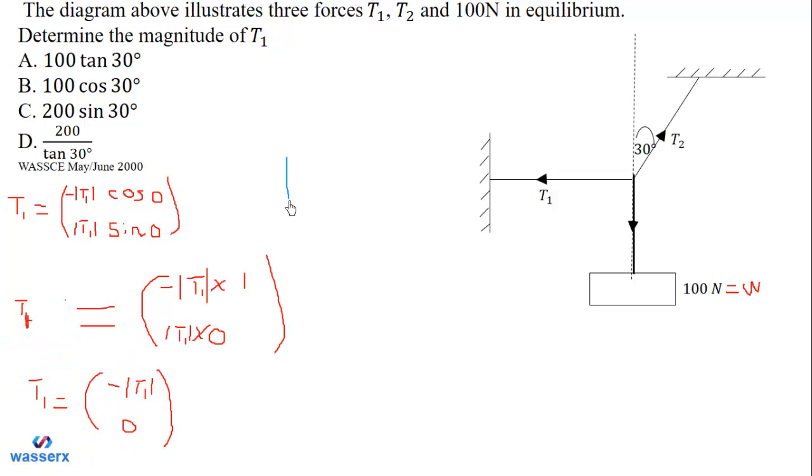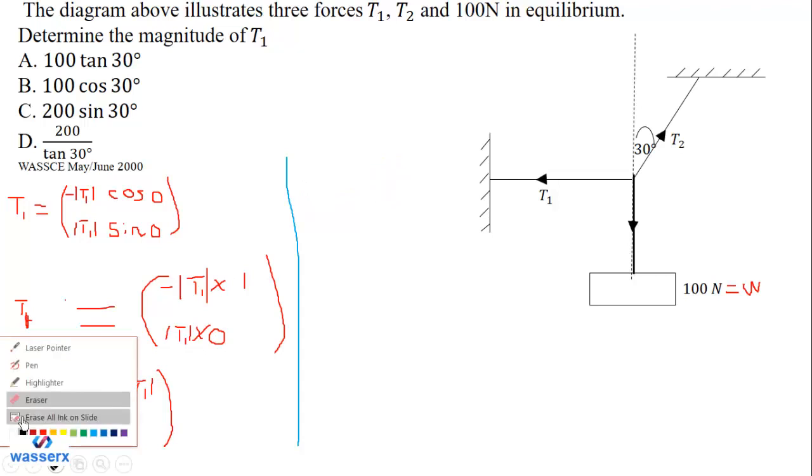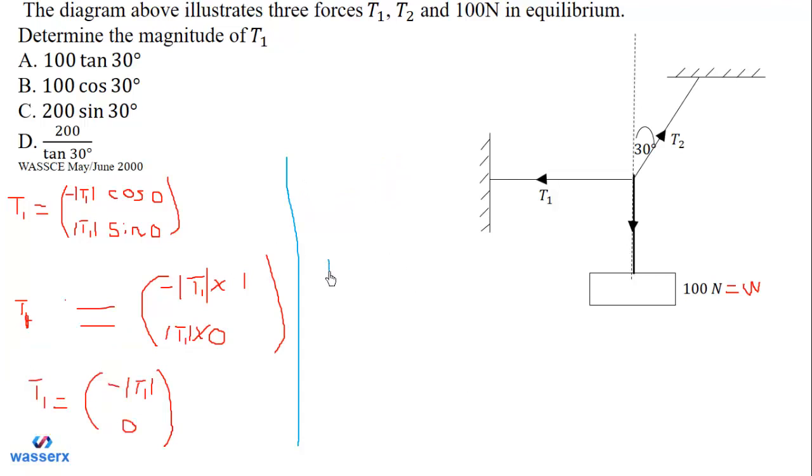So let's now resolve the second tension force. The second tension force will be equal to, we are going to use the same procedure to obtain the component of the second tension force. Okay, now let me bring this down over here. So the second tension force, which is T2, will have components. We need to look for the angle it makes with this x-axis, which is 60.